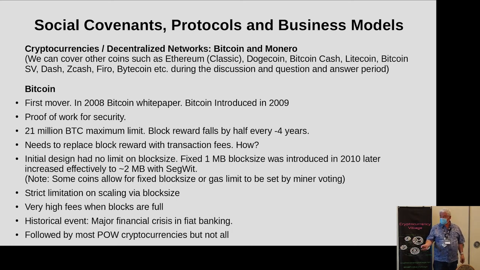So you have proof of work security, and this is the big one. You have a 21 million BTC limit, and the block reward falls by half every 4 years, the only way you can enforce this. And then you get this really interesting question: you need to replace the block reward with transaction fees. Now, in the original Satoshi Bitcoin paper, there's no explanation how this is supposed to happen. All that it says is that this is going to happen. There's no mathematical proof, there's no game theory, there's no justification, there's no references.